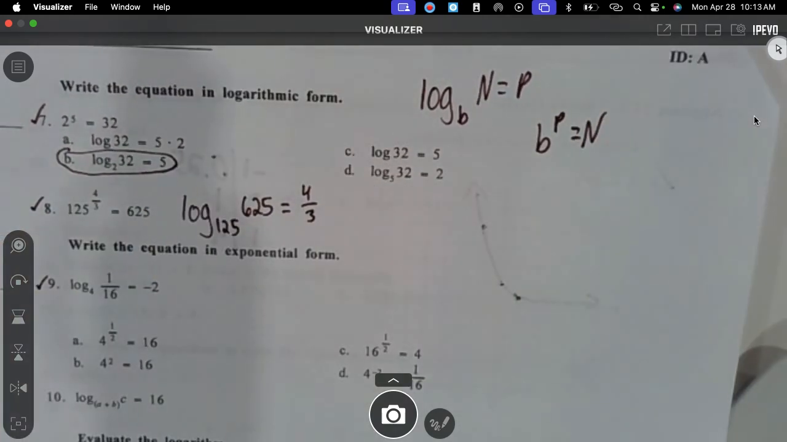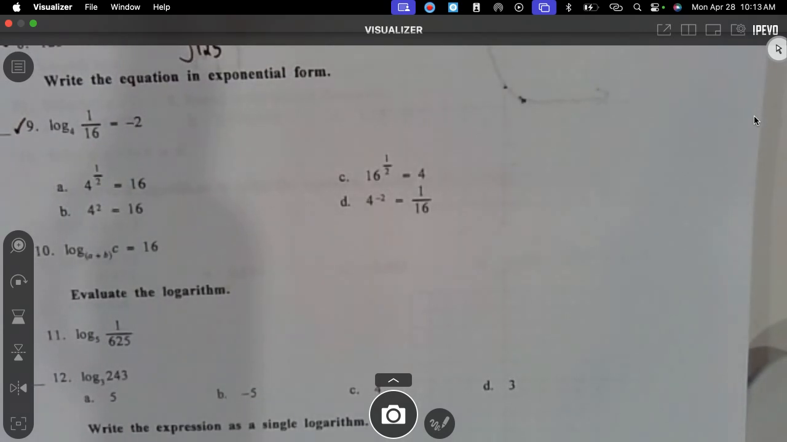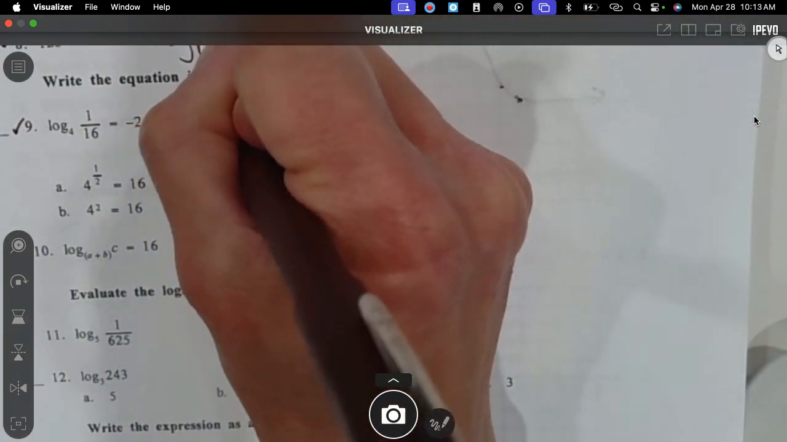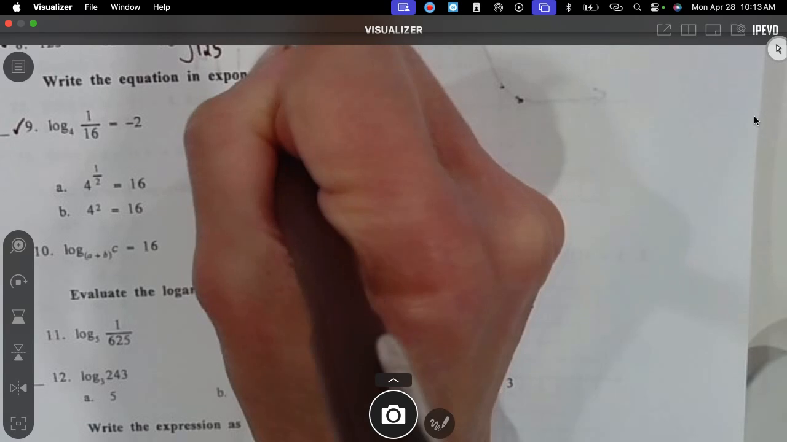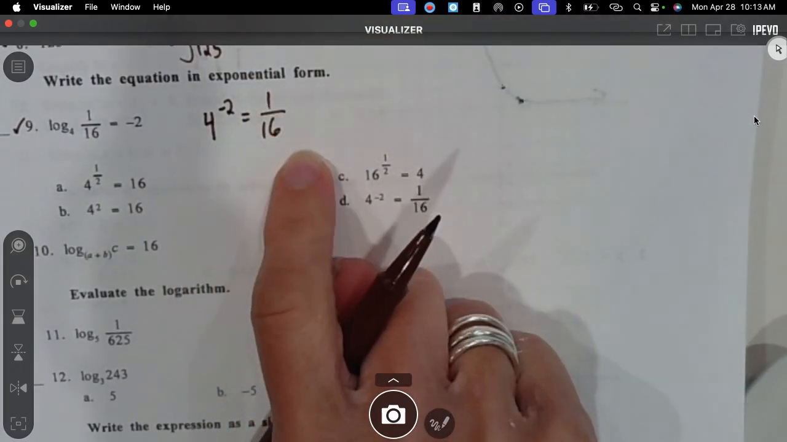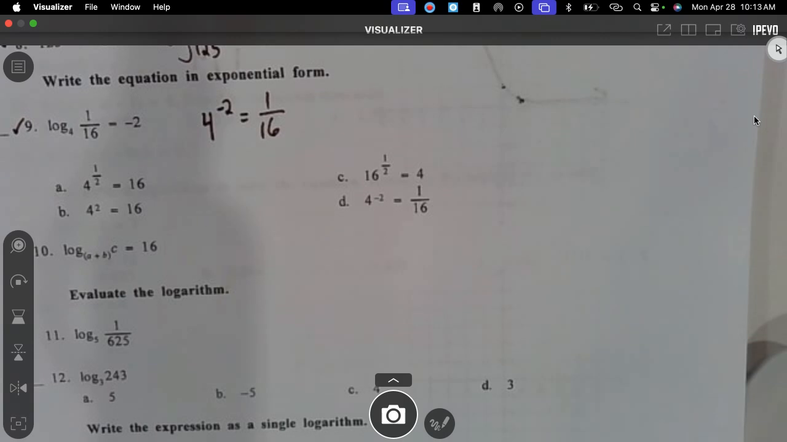Are we ready to go on? Y'all tell me if I need to slow down. So this one's backwards. What's our base on this one? What's the little base number? 4. And what's your exponent? -2. And it should equal 1/16. Type that in your calculator and it tells you it's right. 4 to the -2 does equal that.